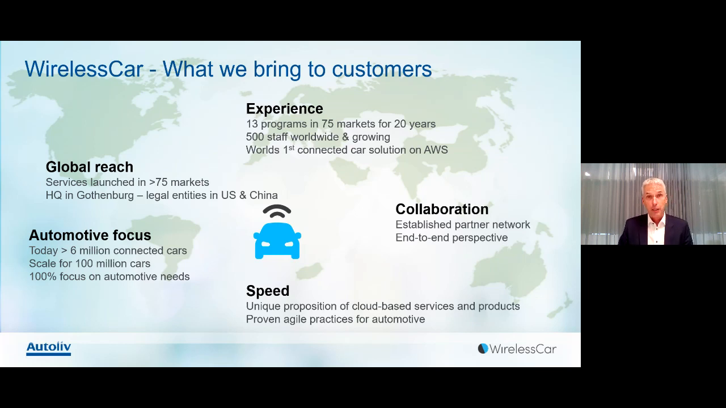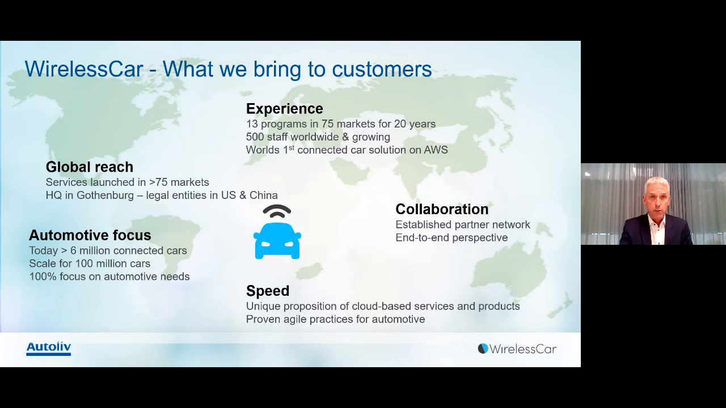We have some experience. We have been in the market for a little bit more than 20 years. We have been working with 13 different programs. We have 500 dedicated co-workers contributing. And we have understood that collaboration is a key way to work in order to deliver an end-to-end solution with a great customer experience in the end. And therefore, it's important for us to work together with Autoliv in order to deliver a good end-to-end solution when it comes to driver behavior.